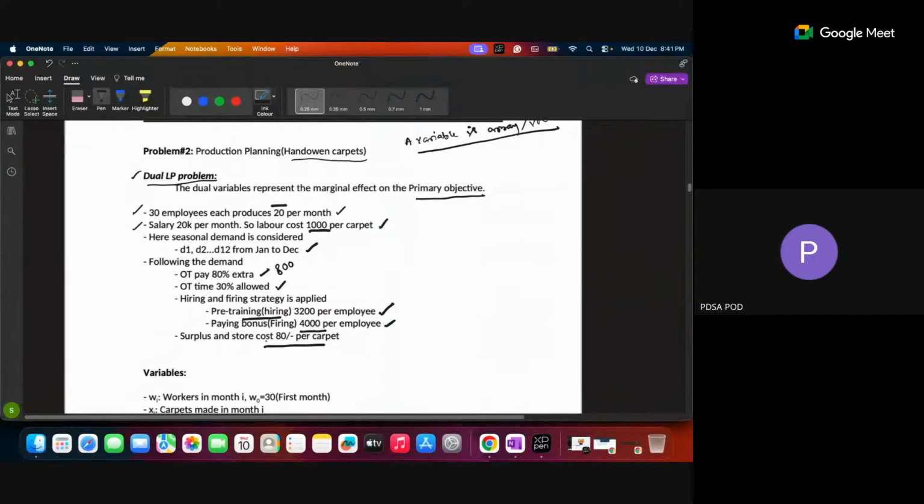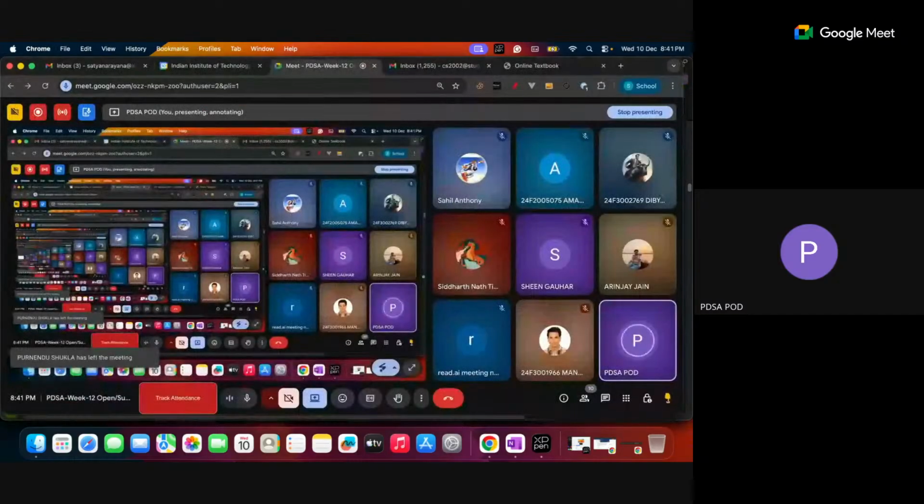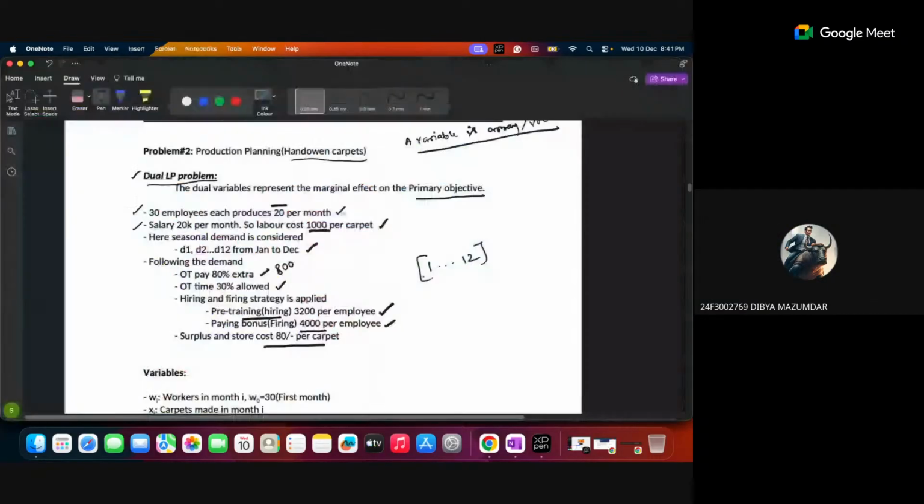So all these that you have seen include a set of 12 values. Is it right? It's not one variable. It is a collection of 12 values, D1 to D12. Yeah, correct. Because it is January to December, you will have different demands.